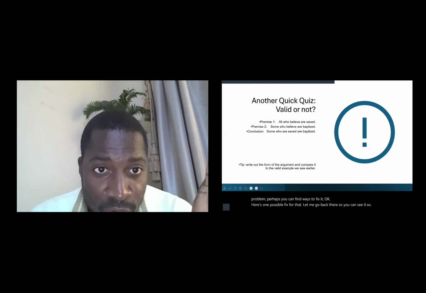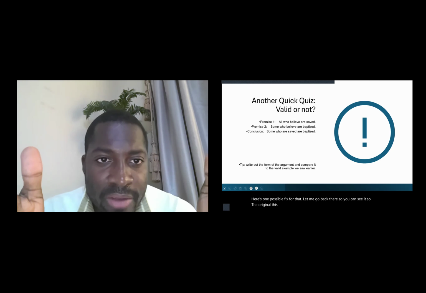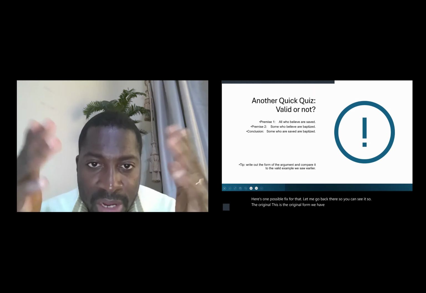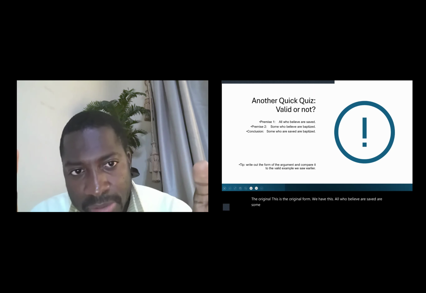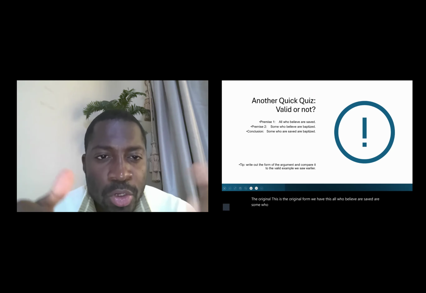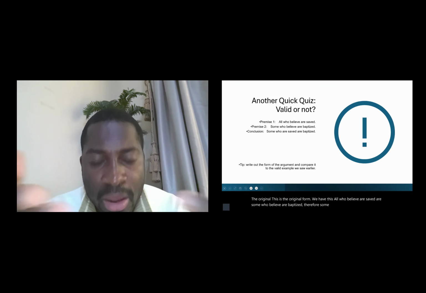So this is the original form we have. It says, all who believe are saved. Some who believe are baptized. Therefore, some who are saved are baptized.